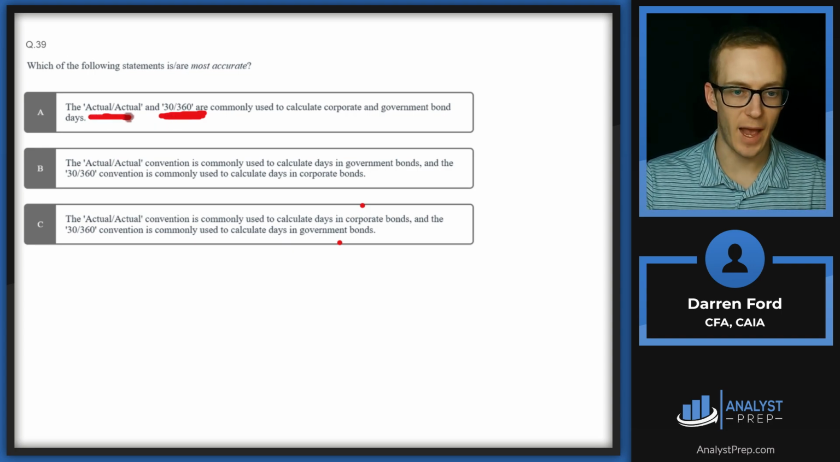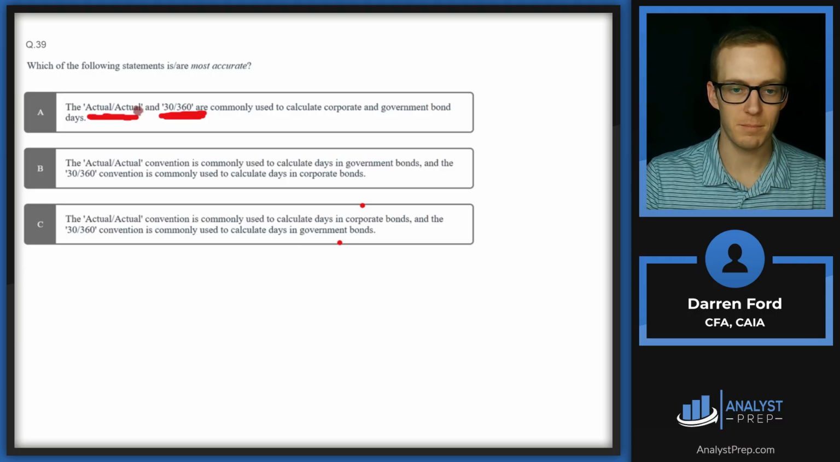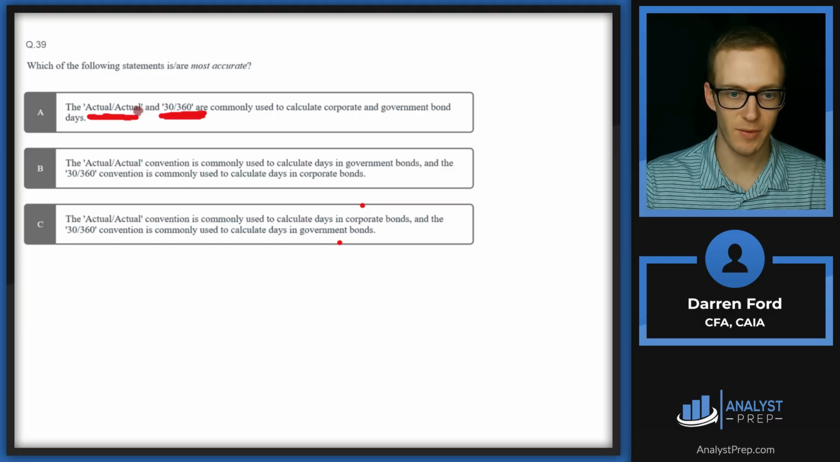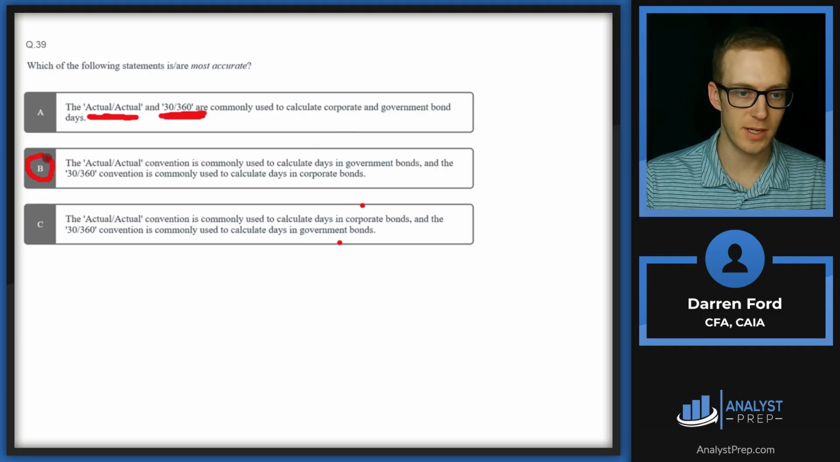Whereas under the actual convention, it's going to be a lot more literal. So you're looking at the actual number of days in between. So the timing of the bonds that you're looking at is going to matter more, and you're looking at it on a full 365 days. So now that we understand that, under which of these are they used? This is going to be answer B, and no advice other than just kind of committing this to memory. Actual is going to be for government bonds, and the 30/360 is going to be used for corporate bonds.